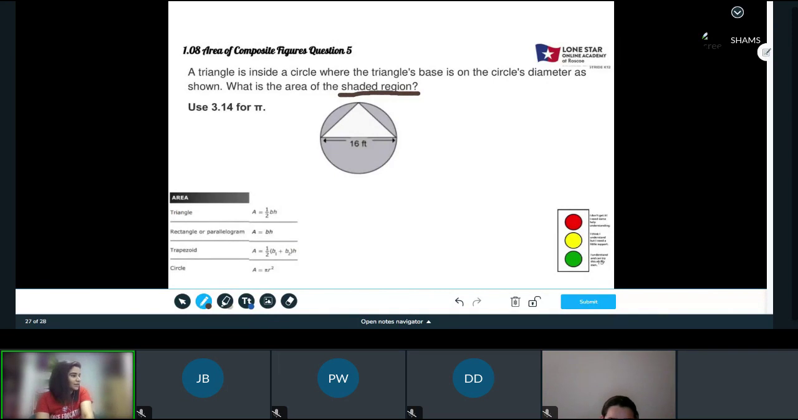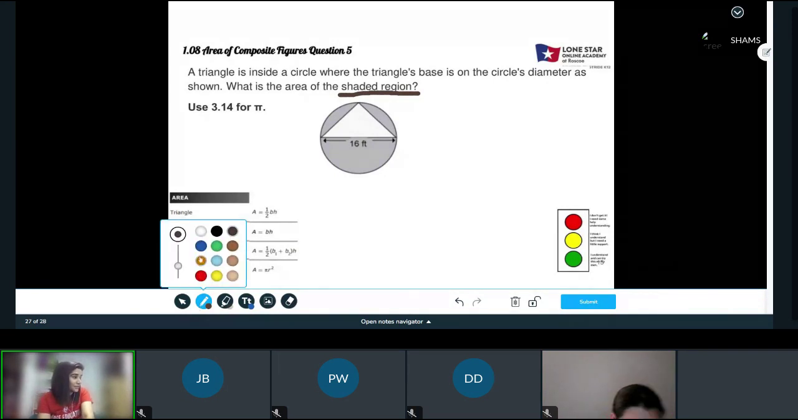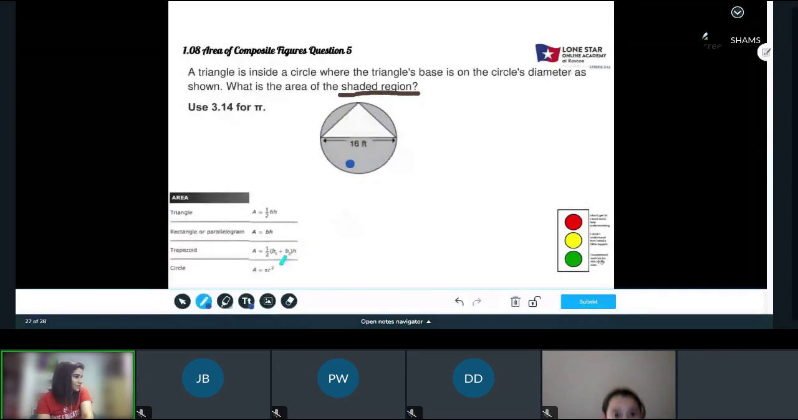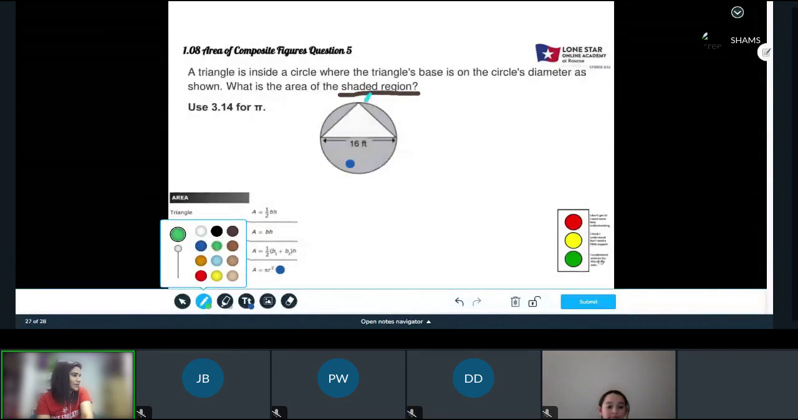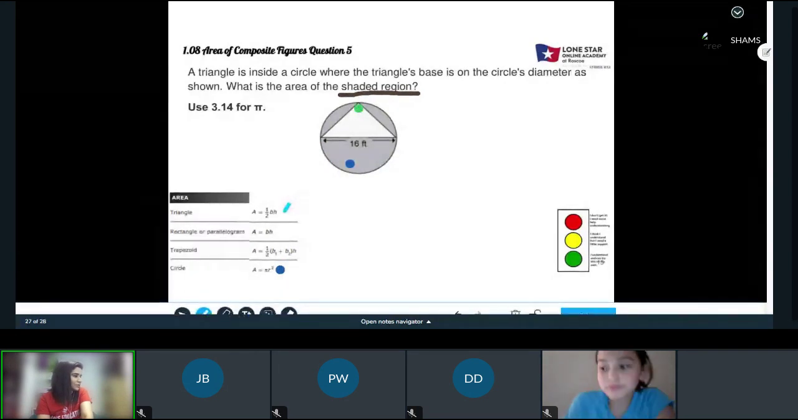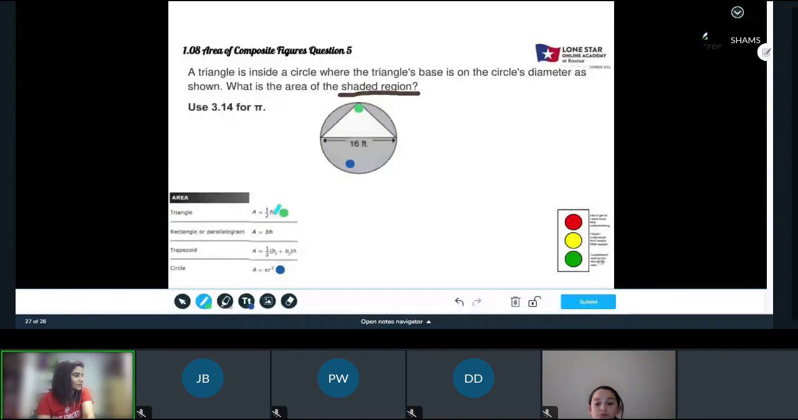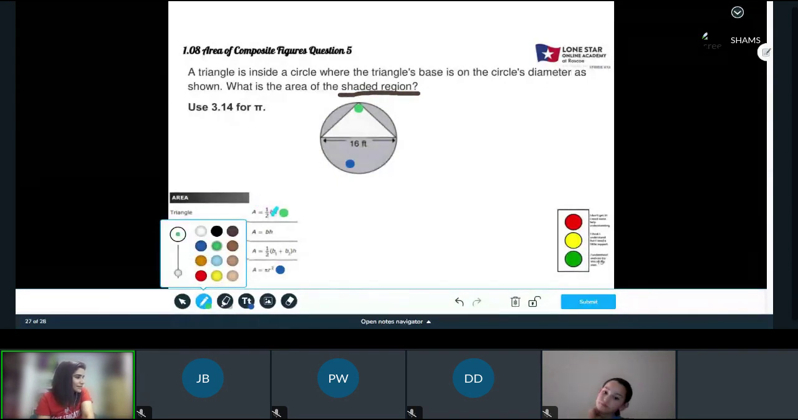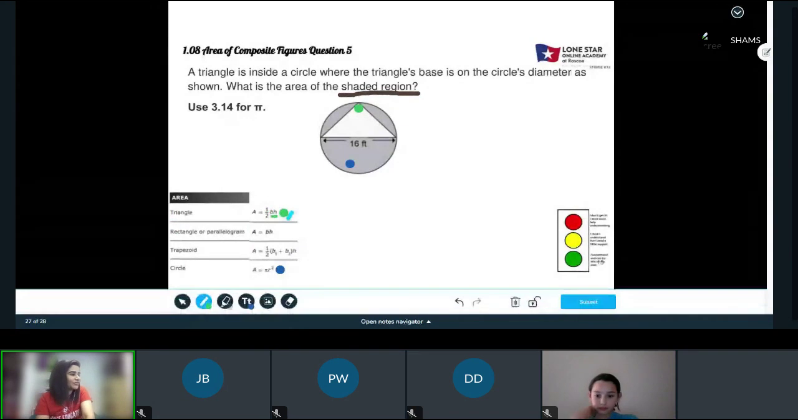There you go. Everybody, make sure you color code your work so you know which formulas to use. This is the circle. I will use this formula. The white part is triangle, and I will use this formula. The formula for triangle says multiply the base and the height and then find half of it. Like do base times height and divide it by 2. And that way you can half it.